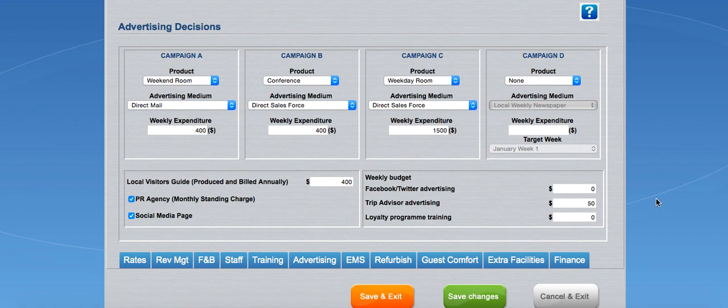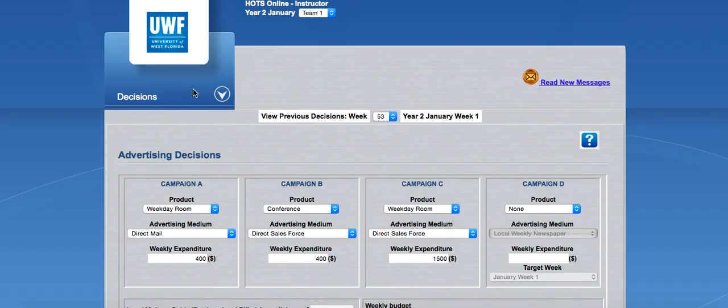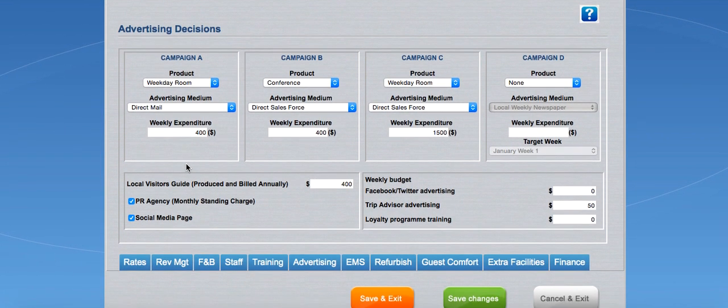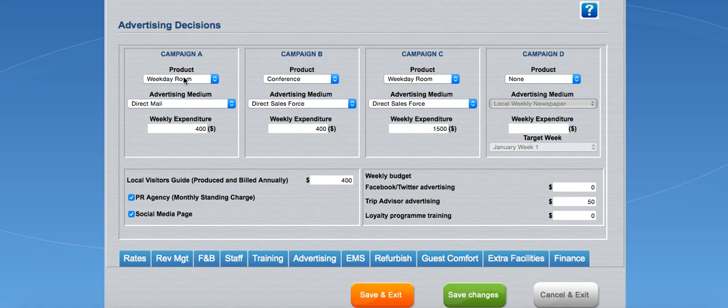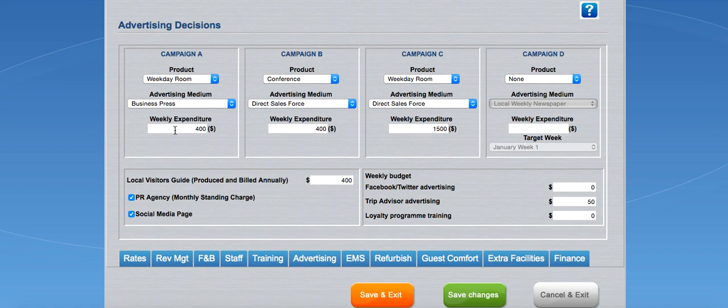There's a few other key considerations here. You need to think within each campaign. If I'm thinking that I'm going to be a business hotel, one of my core products is going to be my weekday bedroom. So I want people to come and stay with me during the week when they're in town on business. Not surprisingly, a good way to do this would be the business press. Business people read the business newspaper. I then need to allocate a decent amount of budget. Now, the budget of $400 is very low. We're not going to get a great deal of return for that. We need to be spending something more like $2,000 per week to see a decent return.